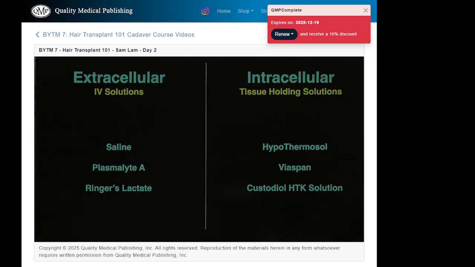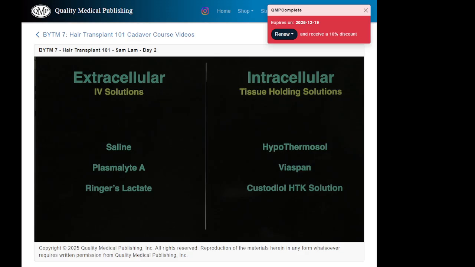So there are two types of holding solutions out there. There's what's called extracellular and there's intracellular. What do these terms mean? The terms mean what the solution is balanced to. In other words, it's balanced similar to the extracellular environment versus the intracellular environment. The extracellular balanced solutions are classically the things you're familiar with. They're basically intravenous solutions such as saline, Plasma-Lyte A, and Ringer's lactate. And intracellular solutions are what we would consider fancier tissue holding solutions such as HypoThermosol, Viaspan, and custodial HTK solution.